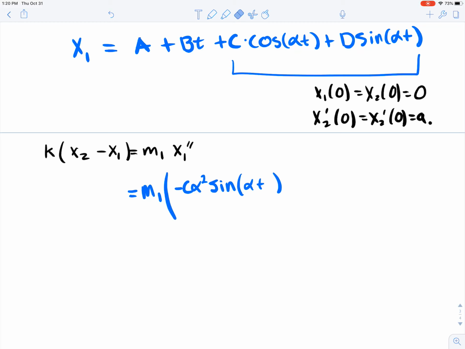Now, the derivative of sine gives us cosine, and then the derivative of cosine gives us sine again. So actually, I did a typo here. What I want here is not sine, but cosine. And then on the right, I'm going to get sine alpha t. I get a negative from the derivative of cosine. I still have the d, and I took the derivative twice, so the chain rule tells me I need alpha twice.